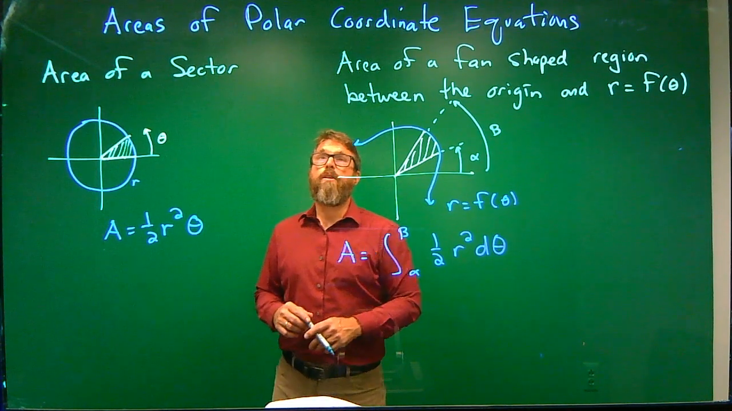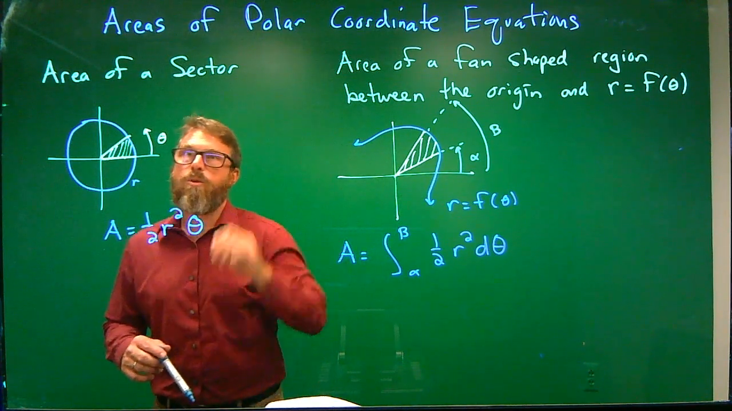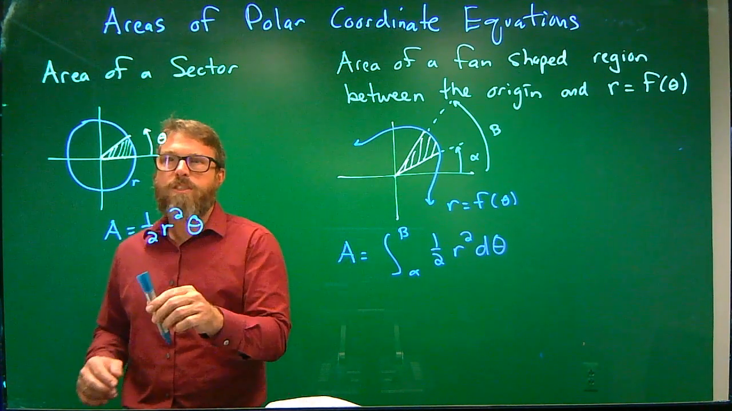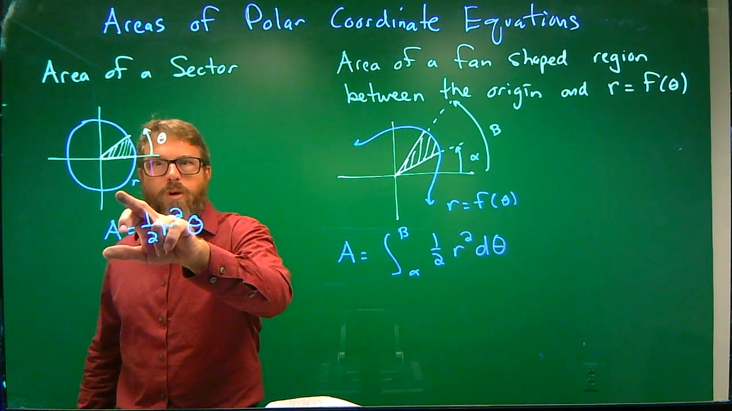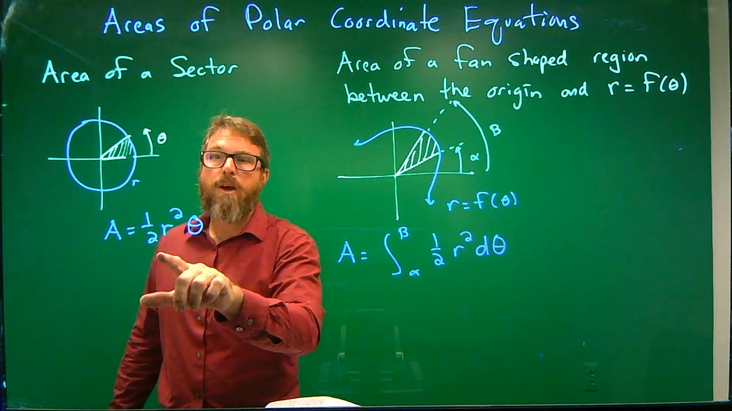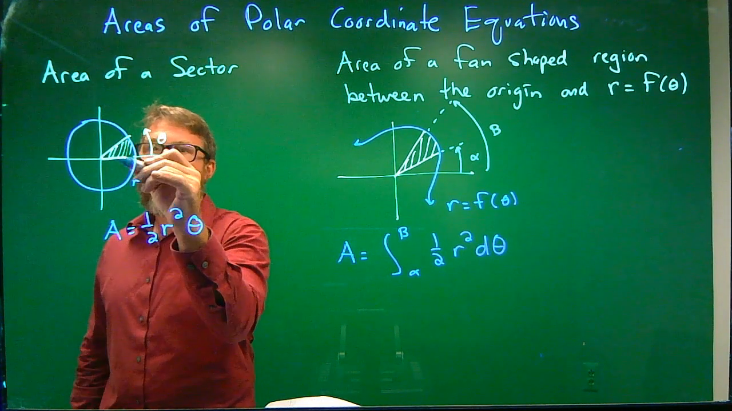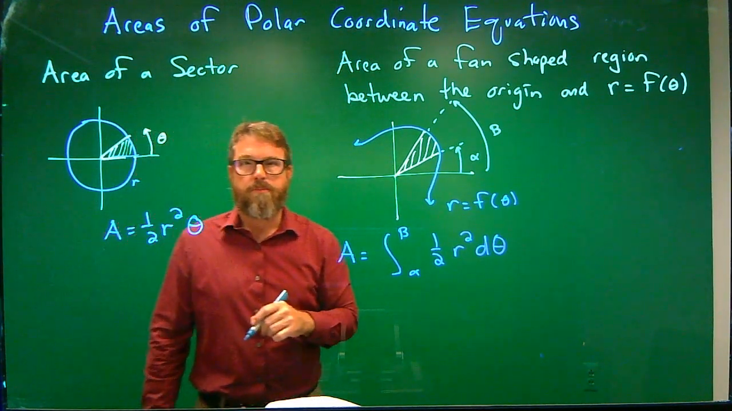Today we're going to find areas of polar coordinate equations. We're going to start with the area of a sector and what we know about it. The area of a sector that has a radius of r, so we go out r through an angle theta, is given by 1/2 r squared theta. You can think of it as the area of a piece of pizza.